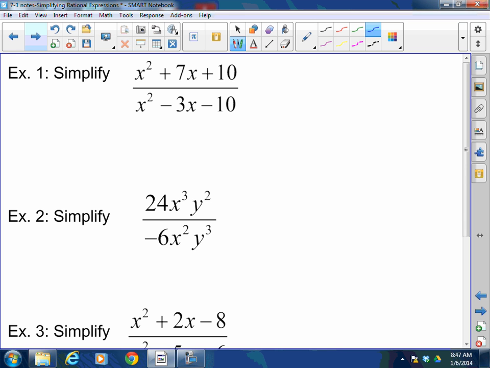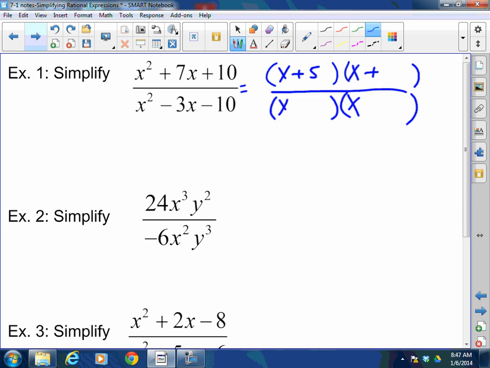Now, let's factor both of these. All right, you guys tell me, what times what is 10, but when added together is 7? Plus 5 plus 2. Excellent. What times what is negative 10, but when added together is negative 3? Negative 5 and positive 2. Good job.